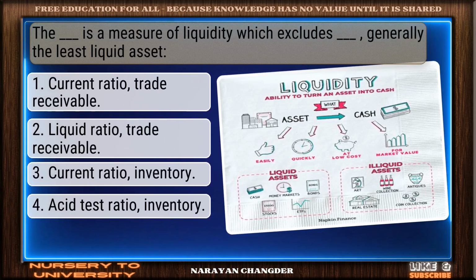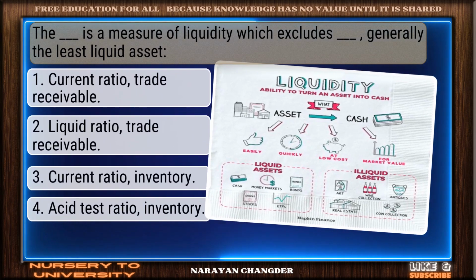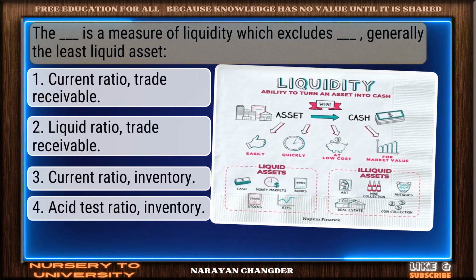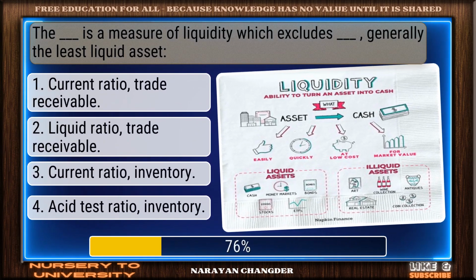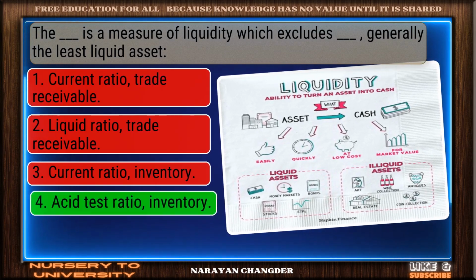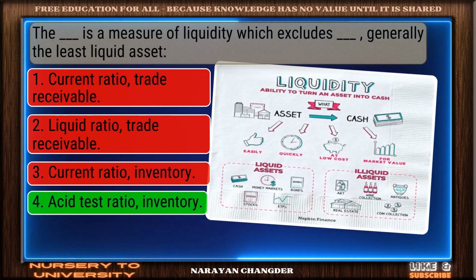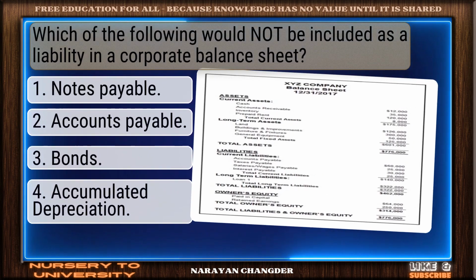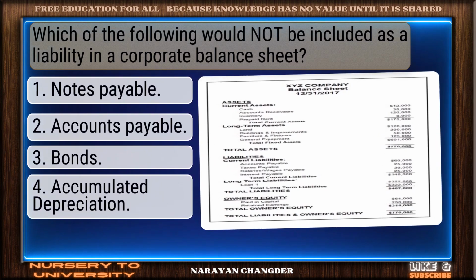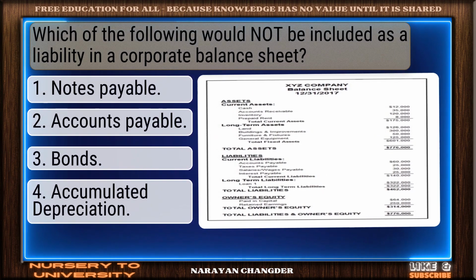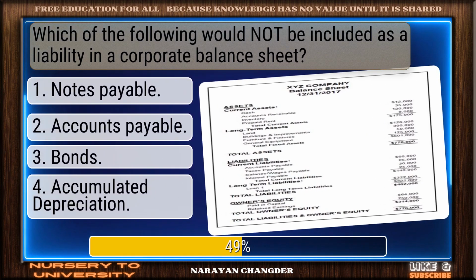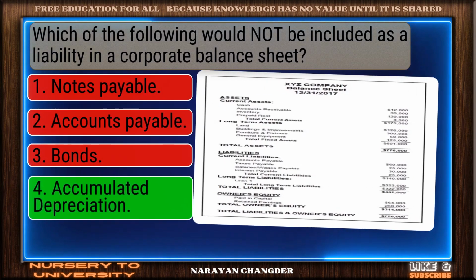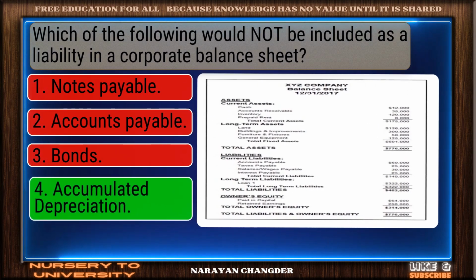The dash is a measure of liquidity which excludes dash, generally the least liquid asset. Well reasoned. Acid test ratio, inventory is the correct choice. Which of the following would not be included as a liability in a corporate balance sheet? Smart pick. Accumulated depreciation is the correct choice.